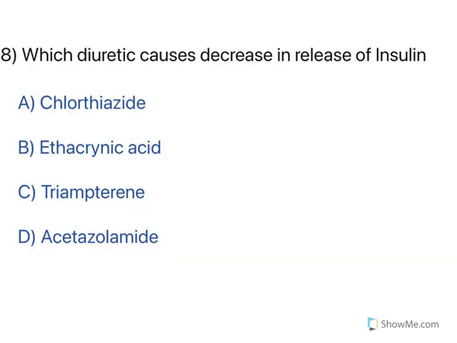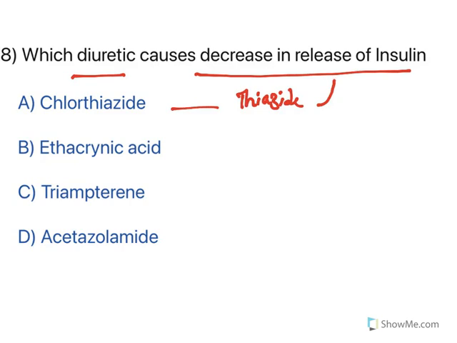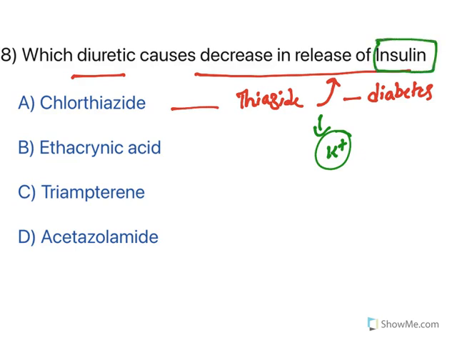Moving to the next one. Now, which diuretic causes decrease in release of insulin? See, thiazides are notorious for this. The reason is thiazides will worsen diabetes mellitus condition. Most of the time it is due to their effect on potassium levels. Thiazides will cause hypokalemia, so potassium levels will get reduced, and that is what interferes with the release of insulin. So by providing potassium supplements, this condition can be handled. But the answer, which diuretic causes decrease in insulin release, is thiazides, chlorothiazide.